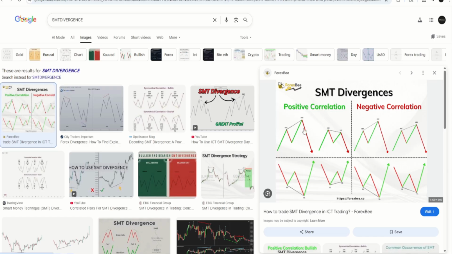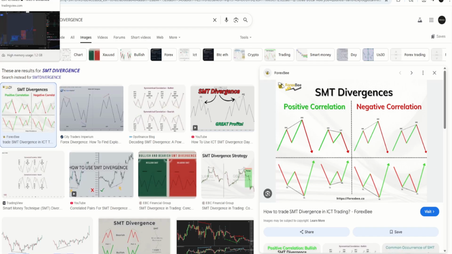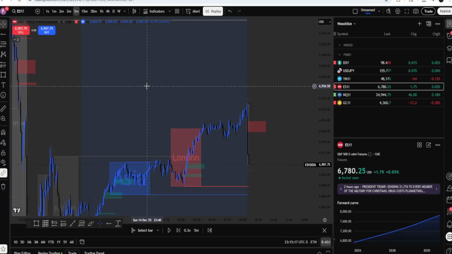If ES creates the higher high and the DAC creates the lower high, the DAC is the leading index. You're going to want to take your trade on the leading index when it comes to SMT divergence. Now, this one's a bit tricky to use, but once you master this, you're going to be printing so much money. You're going to be like, oh my god, what happened to Virgil? That's exactly what's going to happen when you figure that out.